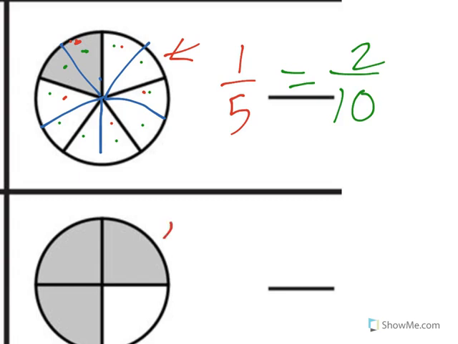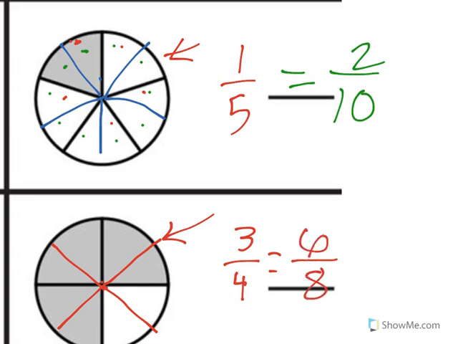Let's look at this bottom one. What would be the fraction for the bottom one? That is correct, 3/4. If we are looking for an equivalent fraction, we can divide these fractions into smaller pieces. So what would be the equivalent fraction? That's correct, 6/8.